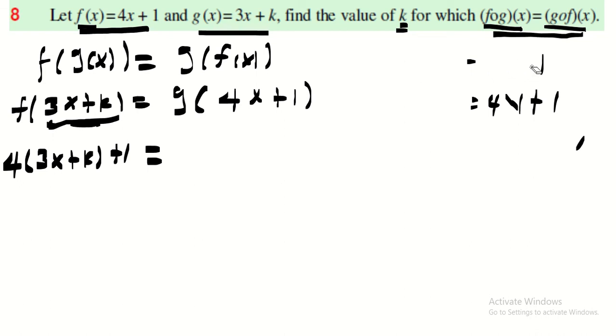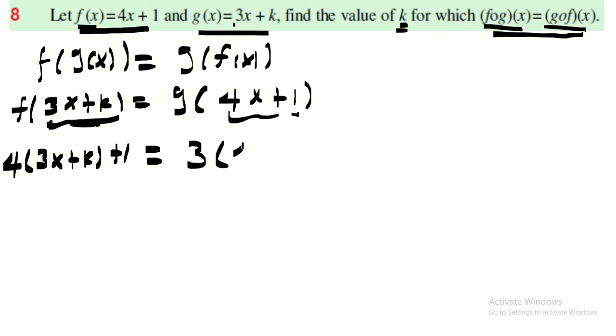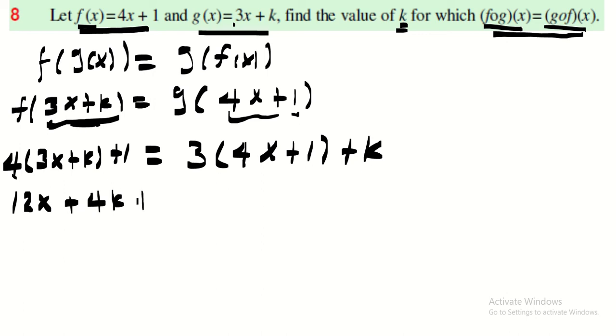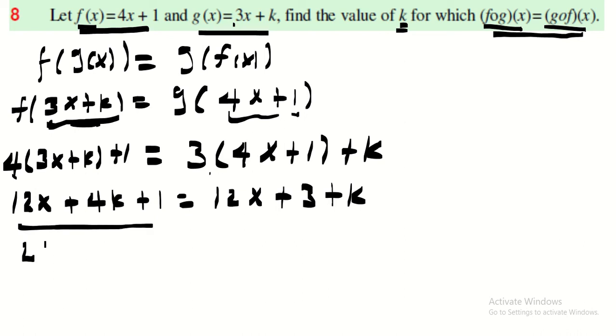The right side is g of f of x. Okay, what does g of x do? Multiply by 3, then add k. So the whole thing will be multiplied by 3. 3 times 4x plus 1, then plus k. Then finalize it: 12x plus 4k plus 1 is equal to, here also finish it, 12x plus 3 plus k. Now these are both linear functions. This is the left hand side, and this one is the right hand side.